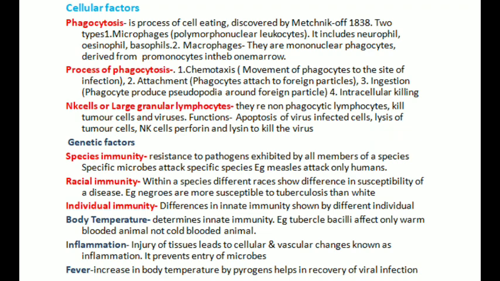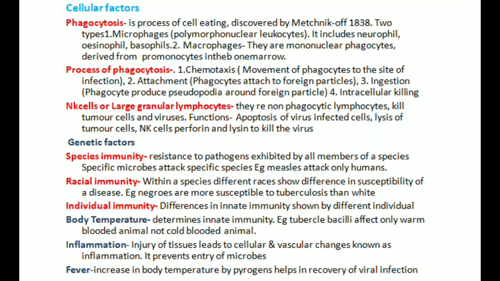The natural killer cells are large granular lymphocytes. They are non-phagocytic lymphocytes. They kill tumor cells and viruses. These lymphocytes are responsible for apoptosis of virally infected cells, and they are also responsible for lysis of tumor cells. The natural killer cells secrete perforins and lysins to kill the virus.